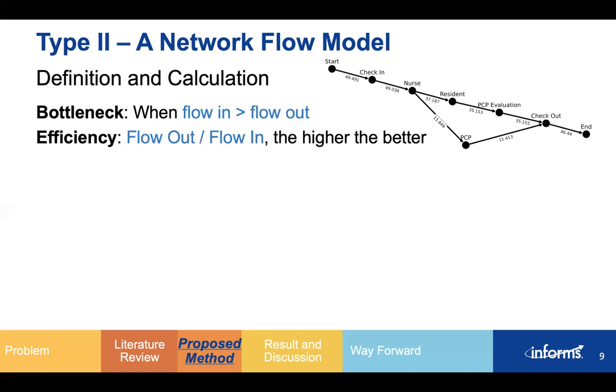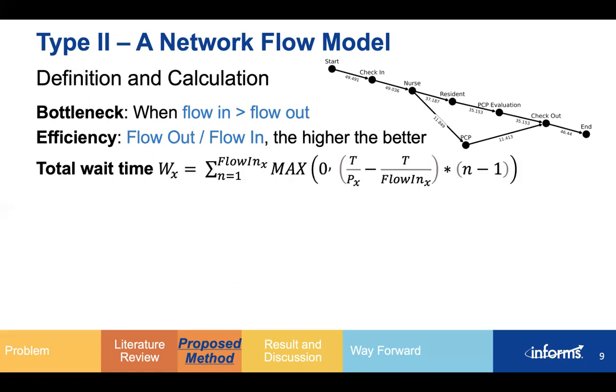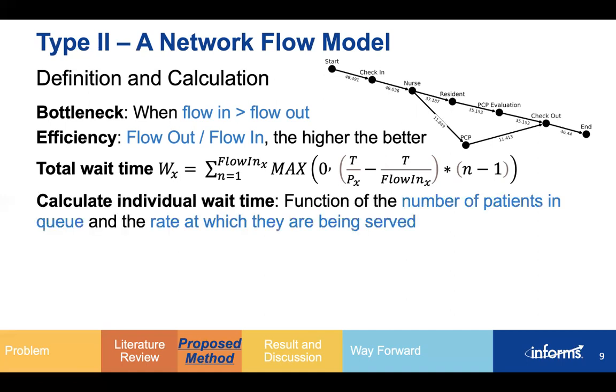We define the efficiency of a node as its flow out divided by flow in a period. We define the total wait time as this: within a period, time per patient being treated minus time per patient being flowed in, multiplied by the number of patients flow in minus 1. If in a period the patients being treated are more than the patients flowed in, then we define that the flow runs smooth. No patients need to wait. In this case, total wait time is 0.